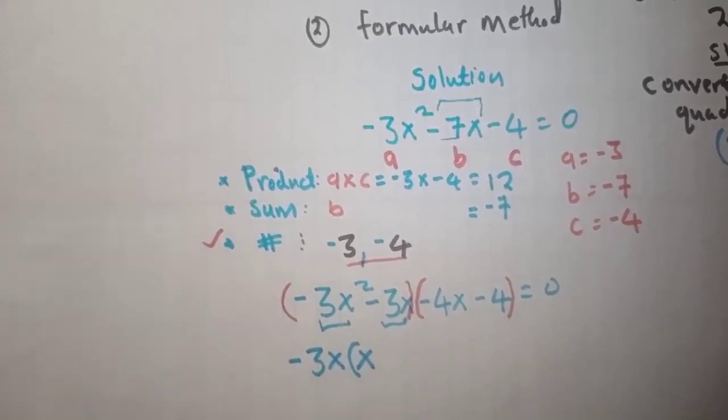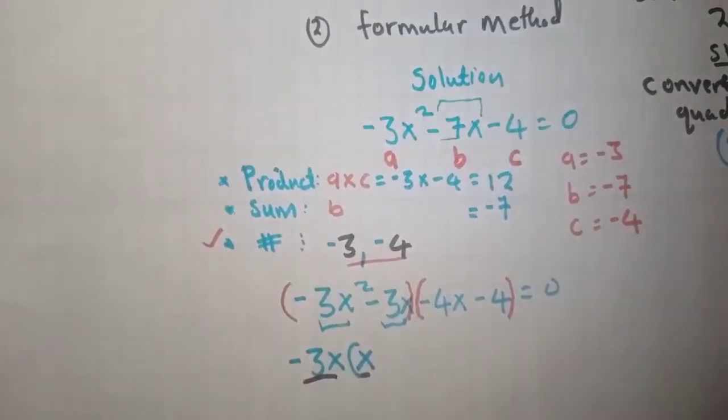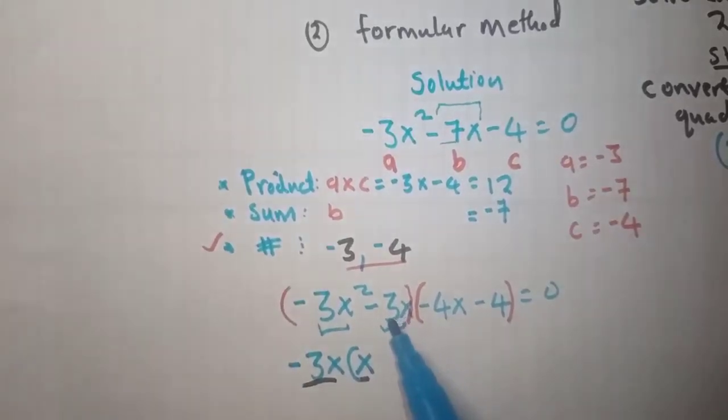To know that you've factorized well, try to multiply negative 3x times x. Are you going to get negative 3x squared? Of course you'll get negative 3x squared. Then here we've removed negative 3x, so here you remain with 1.